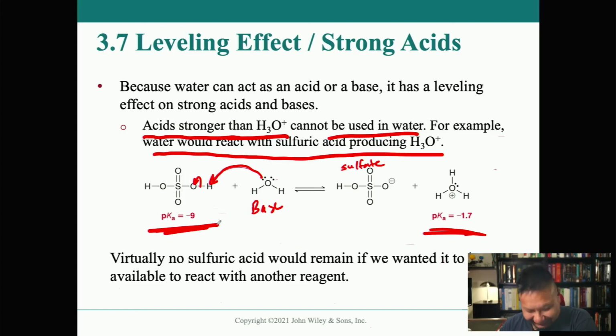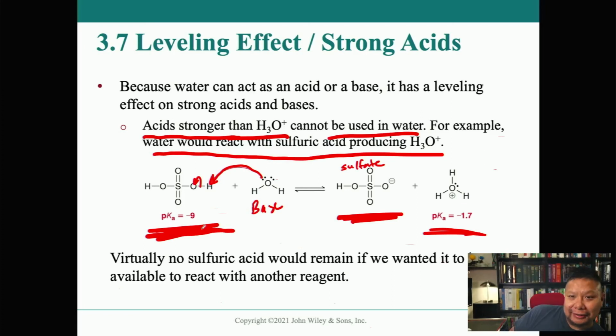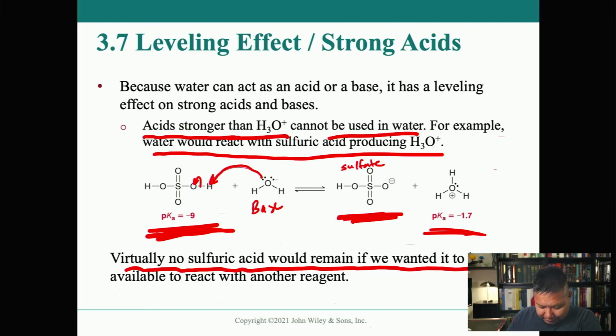So which one is stronger? Obviously the sulfuric acid is stronger, right? And since it's stronger, most of what you have left in solution is going to be the sulfate ion. And what if you need the sulfuric acid as a reactant? Well, there won't be any left if you're using water as a solvent, because the water's taking that proton because it's a base, leaving behind only the sulfate, right? So virtually no sulfuric acid would remain if we wanted it to be available to react with another reagent, if you used water as a solvent. Okay?